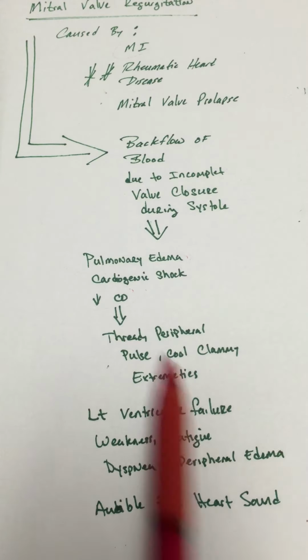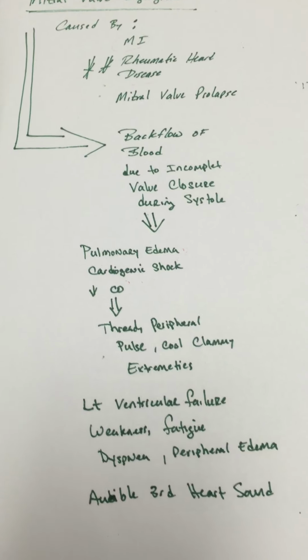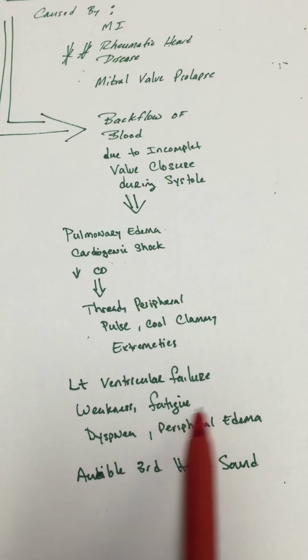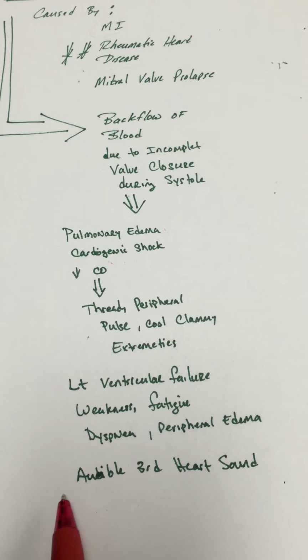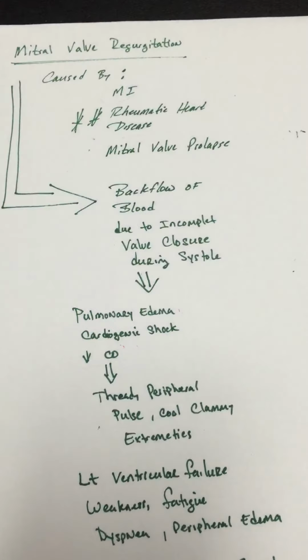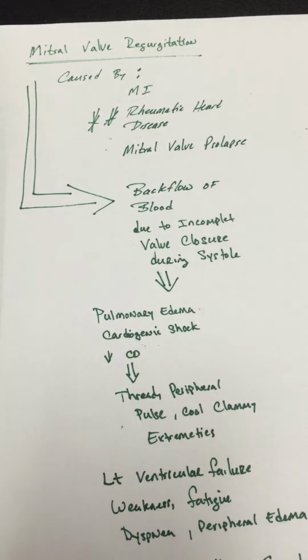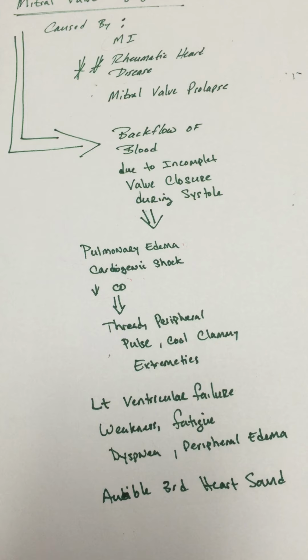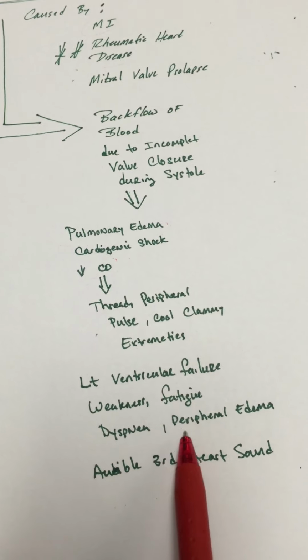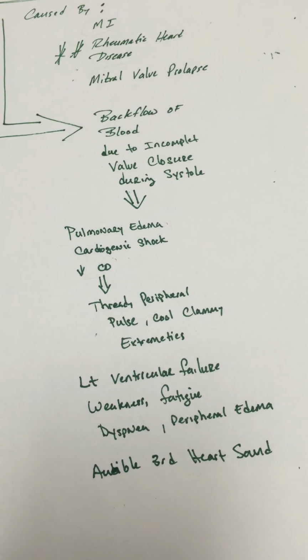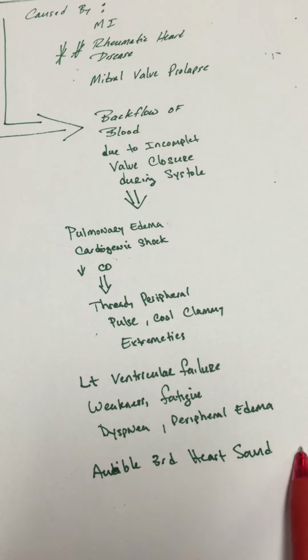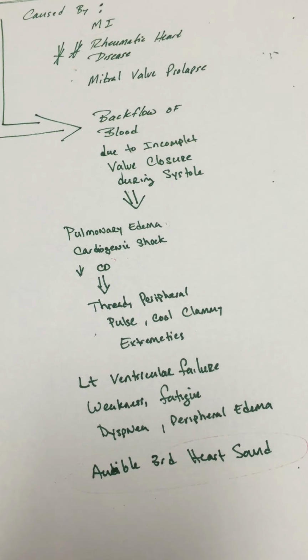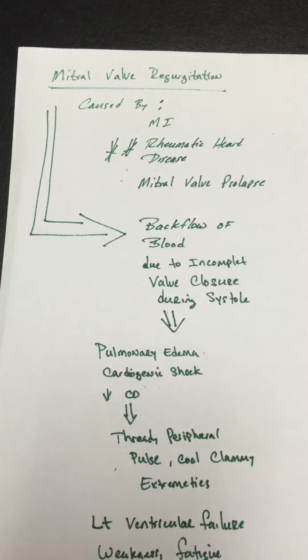Again, that is going to further cause decreased cardiac output, resulting in weakness, in fatigue, difficulty breathing. Again, we talked about how you're going to have pulmonary congestion because that fluid is going to begin to accumulate in the lungs. Patient will begin to suffer symptoms of heart failure. We get to see some peripheral edema. Very important for you to remember for the NCLEX exam. You'll actually hear an audible third heart sound. Okay, that is mitral valve regurgitation.